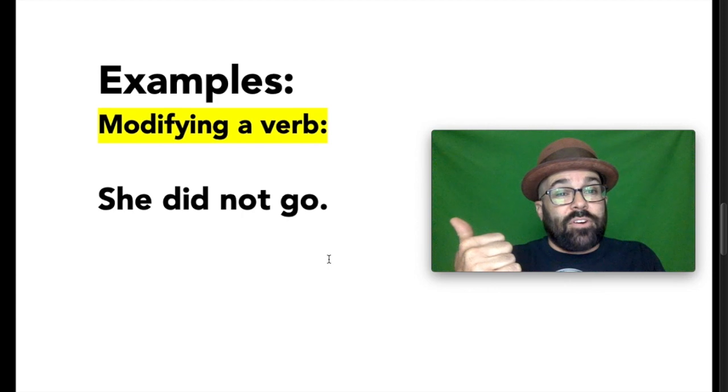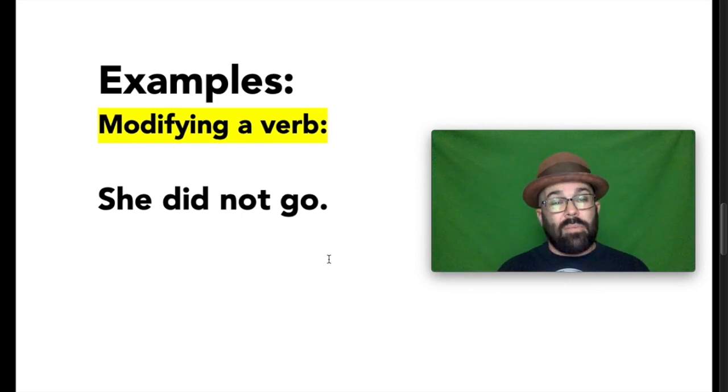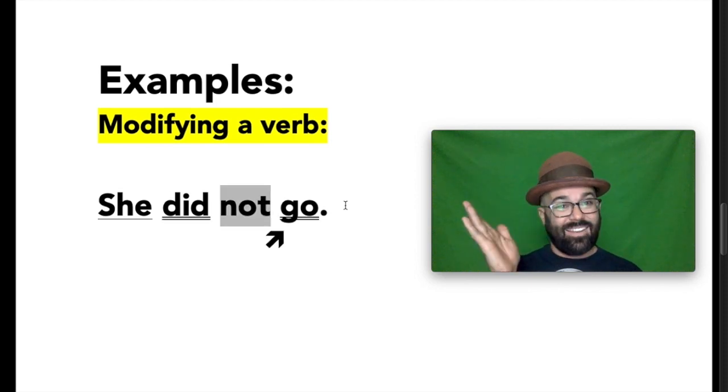Let's take a look at this one first. The thing we're most familiar with, modifying a verb. In the sentence, she did not go. We, of course, have a simple subject, and we have a verb phrase, actually, in this sentence, but we also have an adverb. And this adverb is modifying the main verb, and it's telling us to what extent this verb happened. I'm going to mark this sentence up so it's a little easier to understand.